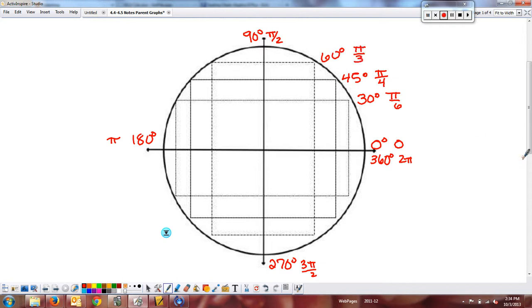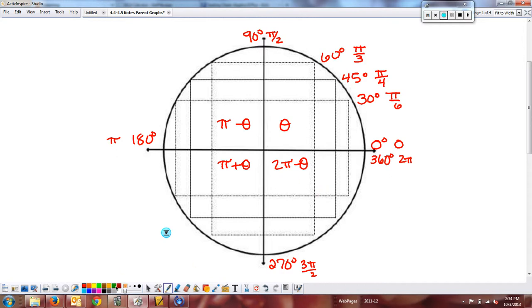So what I would like you to do is take your family members, fill them in all the way around, just practice getting them, use your reference angle theta, pi minus theta, pi plus theta, and 2 pi minus theta way of finding the angles in the other quadrants for the family members.